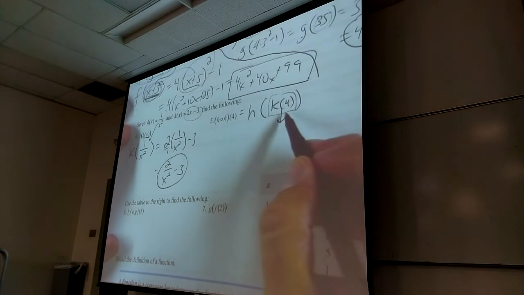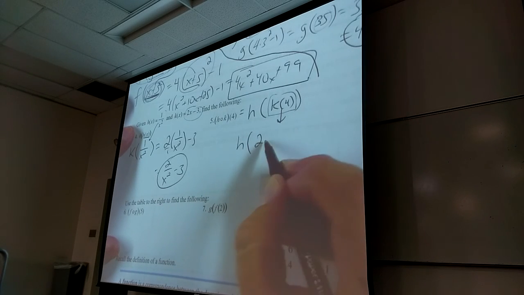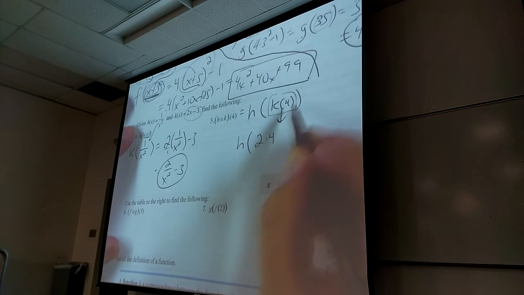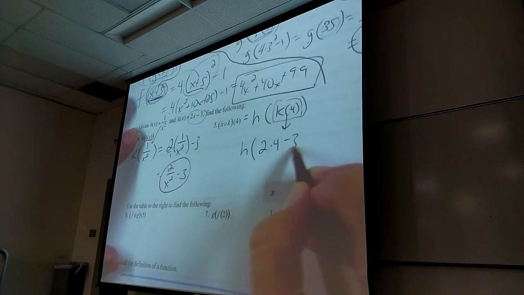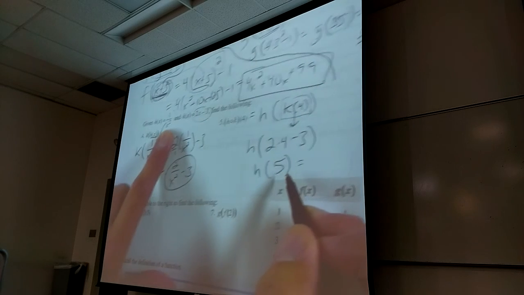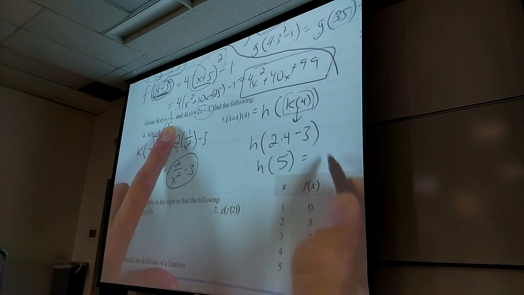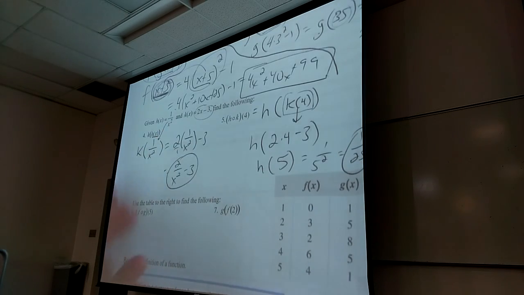So how do I get K of 4? 2 times 4. Just plug a 4 into K. Minus 3. So it's H of 5. And what does H do to stuff? Yeah, 1 over 5 squared, which is? I know I'm done because all that's left is a number, and the number is not asking me to do anything.